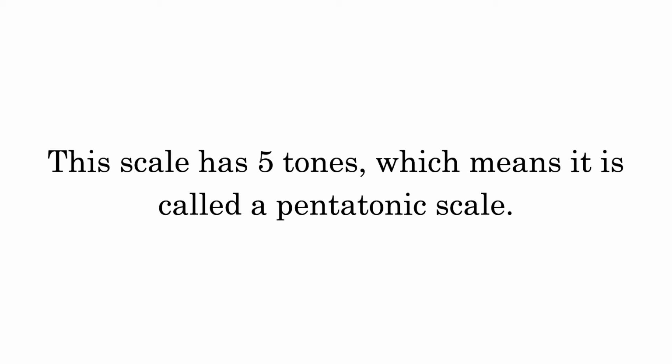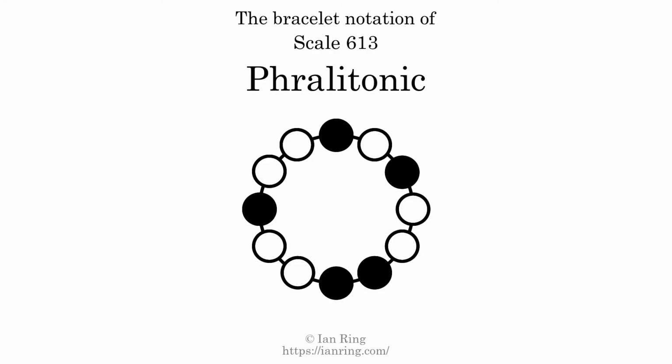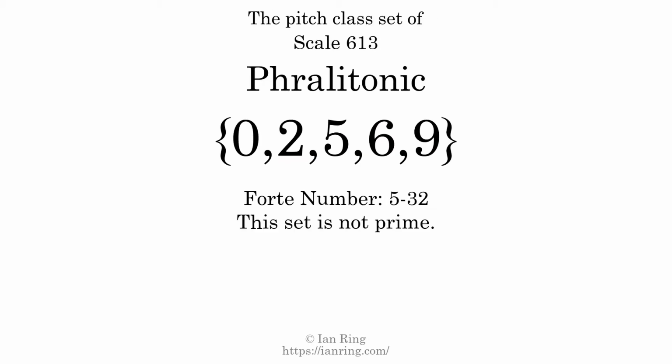This scale has 5 tones, which means it is called a pentatonic scale. This is a bracelet notation diagram of scale 613. The shaded circles represent tones that appear in the scale, and they are read clockwise, starting at the top. The pitch class set for this scale is 0, 2, 5, 6, 9.